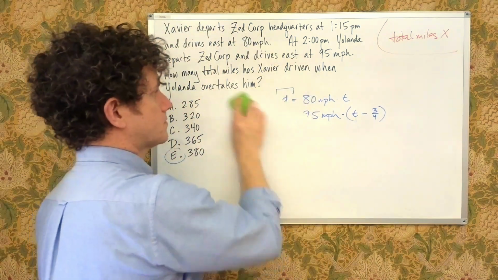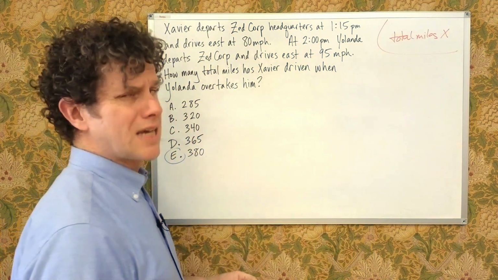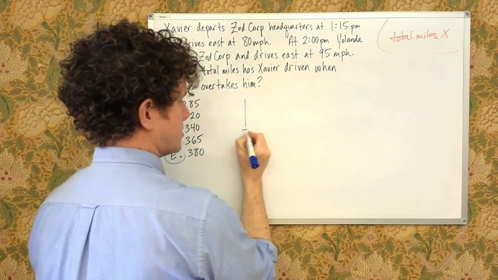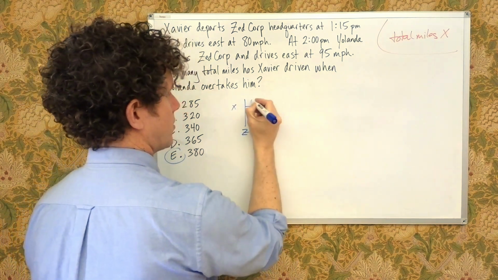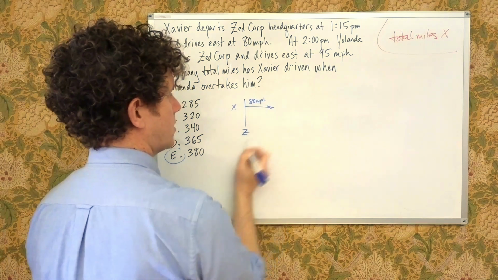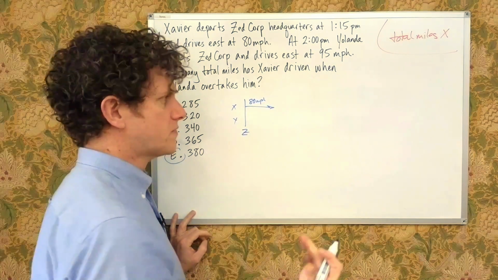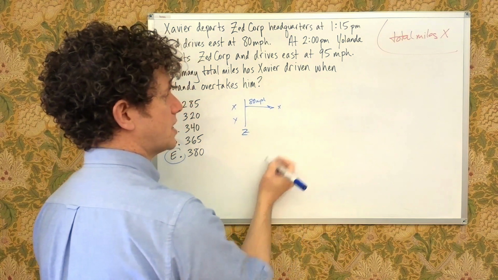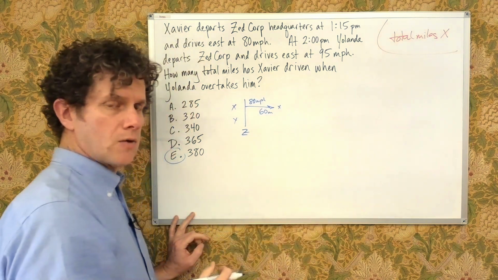Here's another. I draw tiny little drawings all the time. And when I say drawing, this is not much of a drawing. Here is Z Corp headquarters. Xavier takes off. He's driving at 80 miles per hour. And then, well, Yolanda waits a bit. I want to think about this. 45 minutes later, where is he exactly? 45 minutes later, he is 60 miles out.